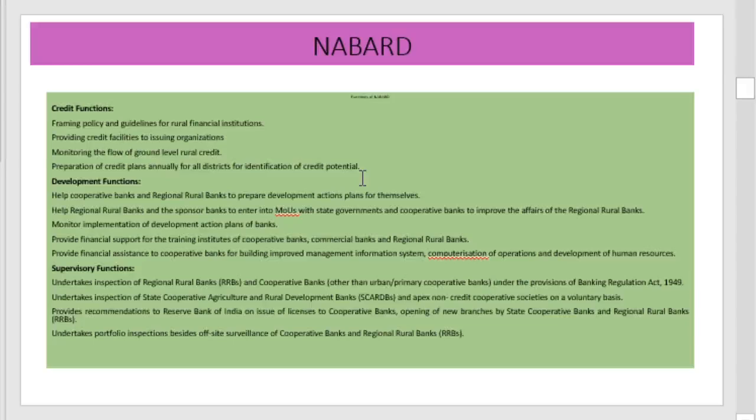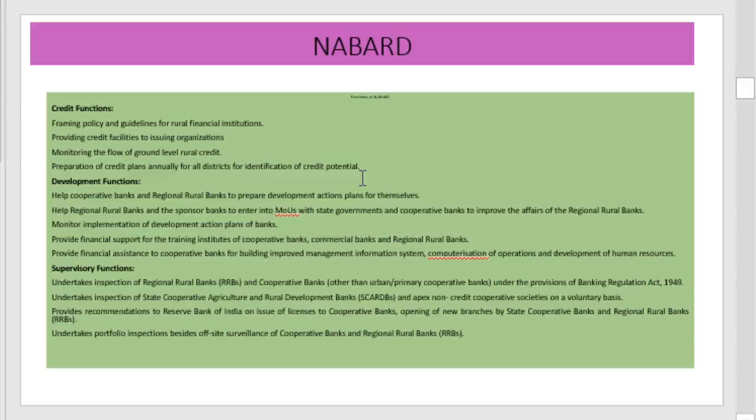Second one is they undertake inspection of State Cooperative Agriculture and Rural Development Banks, that is SCARDBs, and apex non-credit cooperative societies on a voluntary basis. The inspection of these SCARDBs and non-credit cooperative societies is also done by NABARD.